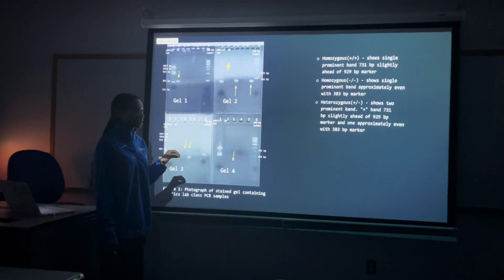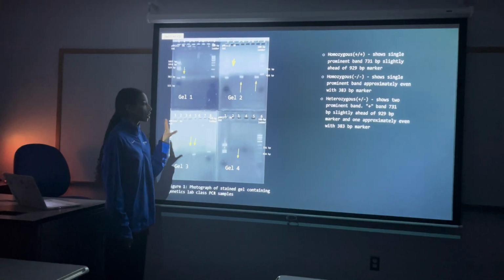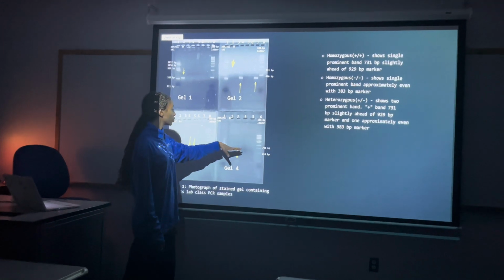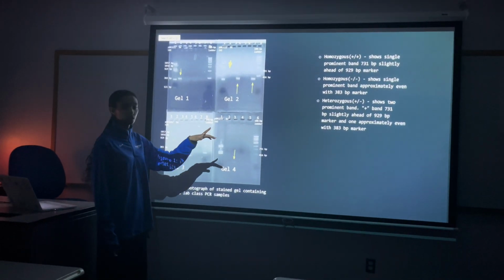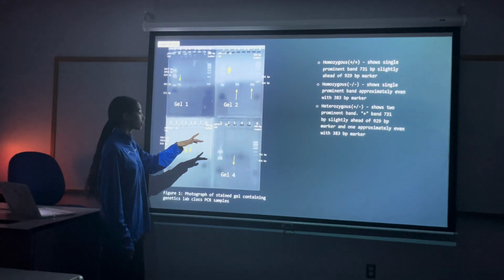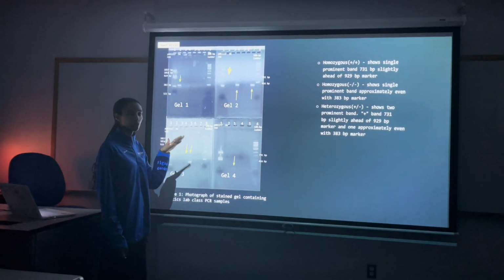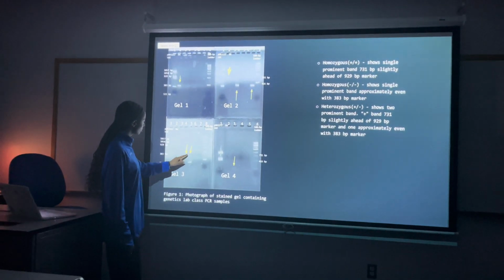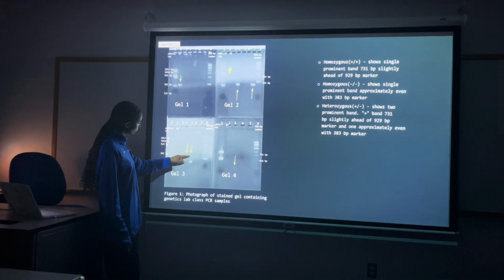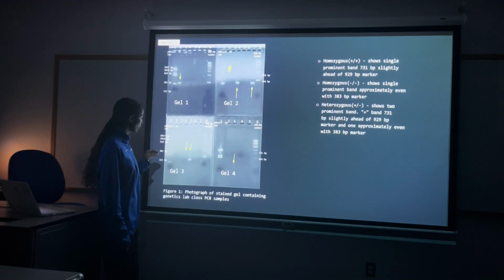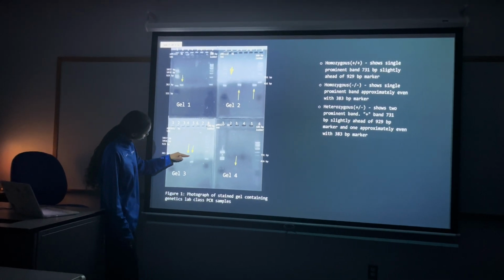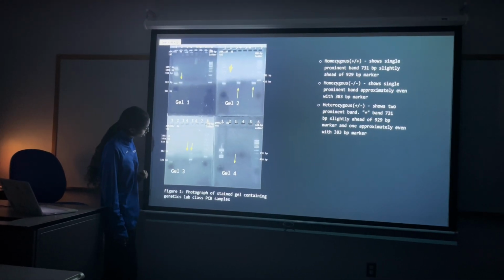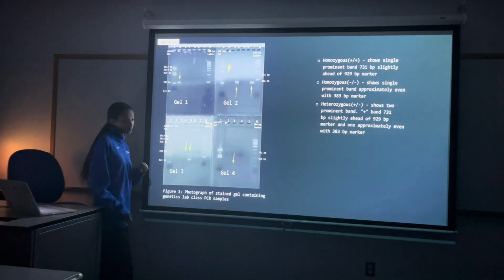And when it's heterozygous, it shows two prominent bands, one that is approximately at the same place as the homozygous dominant, and the next one as the homozygous recessive. So in this same gel, we can see one heterozygous result. This one is the first band, and here it can be seen the second band.